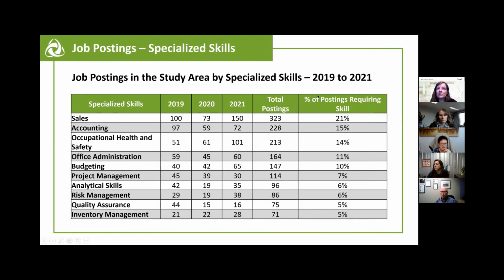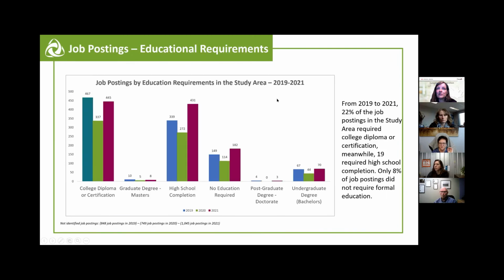The next slide, please. We're almost done. Time for a break coming up very shortly. Education requirements. Again, this tells us over the area the percentage of postings, or the number of postings that we're looking for, college diploma, master's degrees, high school completion, no education required, undergraduate degree, etc.